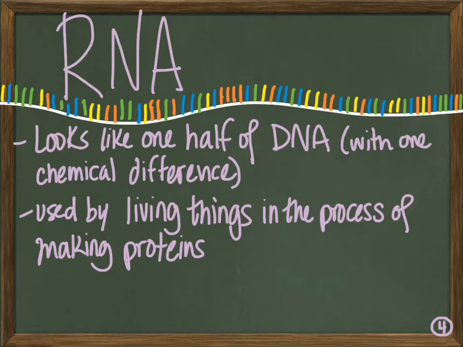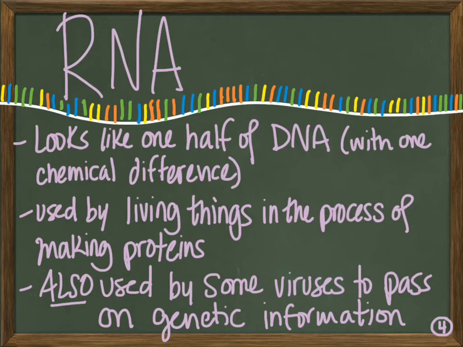Yeah, Moser, we got it. It's used by living things to build protein in their cells. Well, that's fantastic. Why are we talking about it with viruses? Well, it's also used by some viruses to pass on genetic information. Remember, we said some viruses use DNA to pass on their genetic information, but there are some viruses that use RNA to do the same thing. We'll talk much more about DNA and RNA later. For now, all you need to know is that viruses can use either one of those chemicals to pass on the instructions to make more of them.